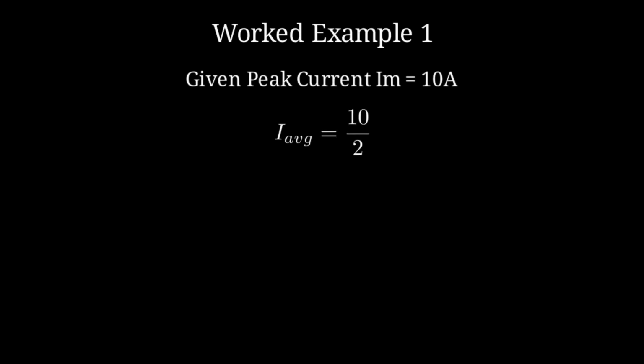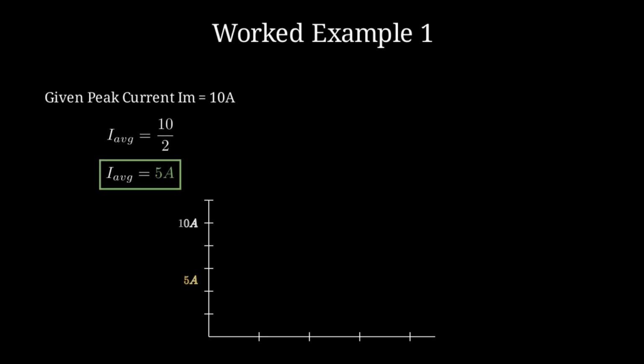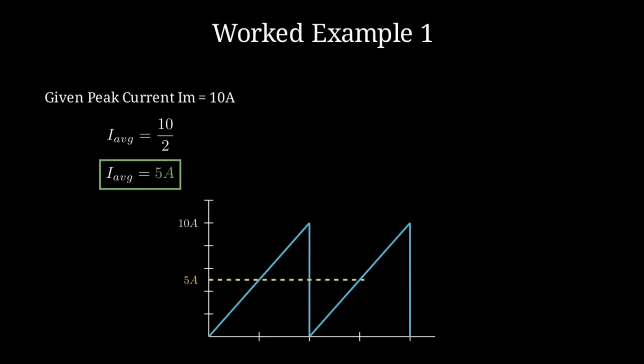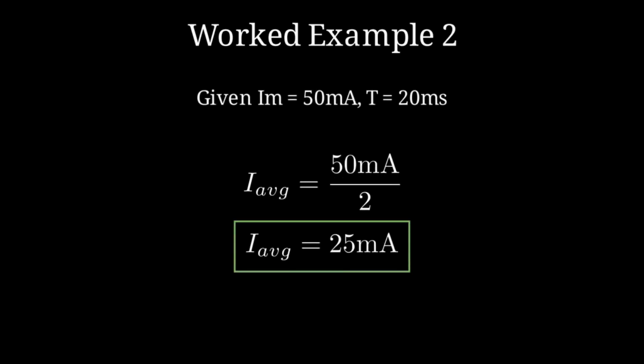Let's apply this. If you have a sawtooth current with a peak of 10 amperes, the average value is simply 10 divided by 2, which equals 5 amperes. The period length does not change this ratio. Even if the frequency changes, the relationship holds. For a 50 milliamp peak signal, the average current is 25 milliamperes. The calculation remains consistent regardless of the time scale of the period.